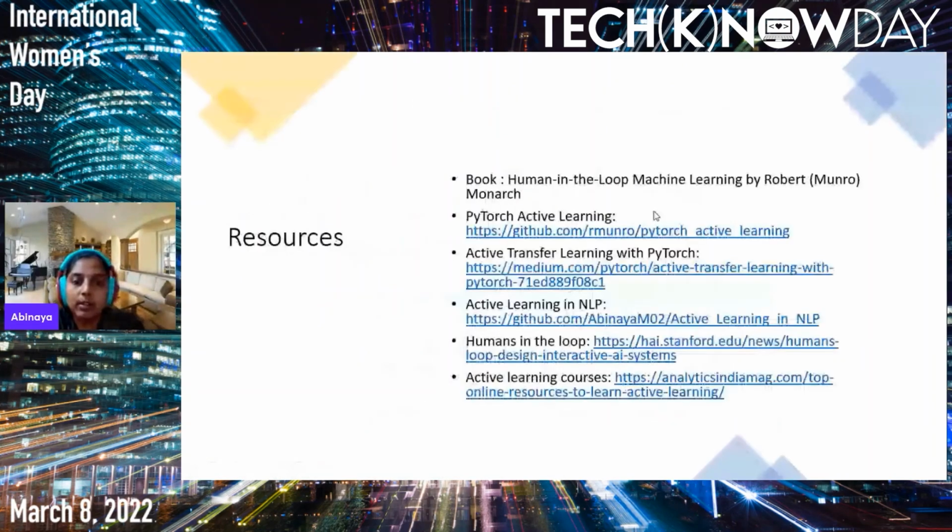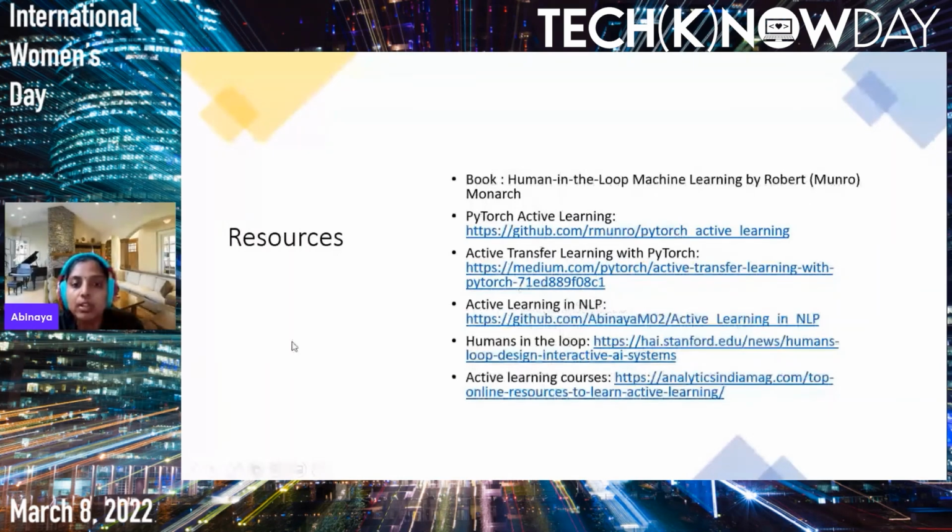All the material that I have covered in this entire presentation is taken from this book. I highly recommend you all to go through this book. The name of the book is Human in the Loop Machine Learning by Robert Monroe. He also has put up a corresponding GitHub repository where advanced techniques are available. What I have shown in the presentation is the basic techniques, but there are advanced techniques that use transfer learning also. You can check out this repository and the accompanying blog post.